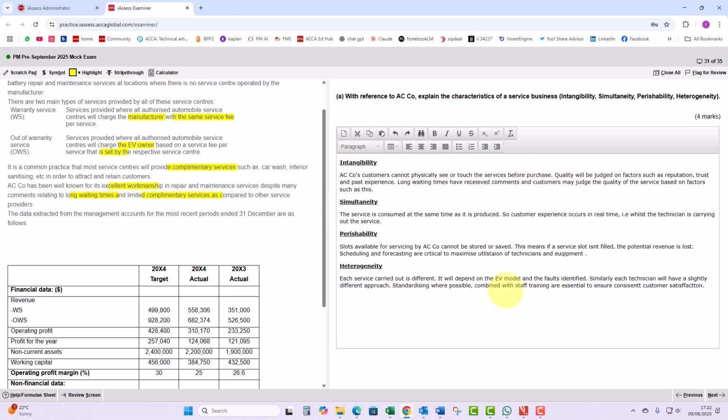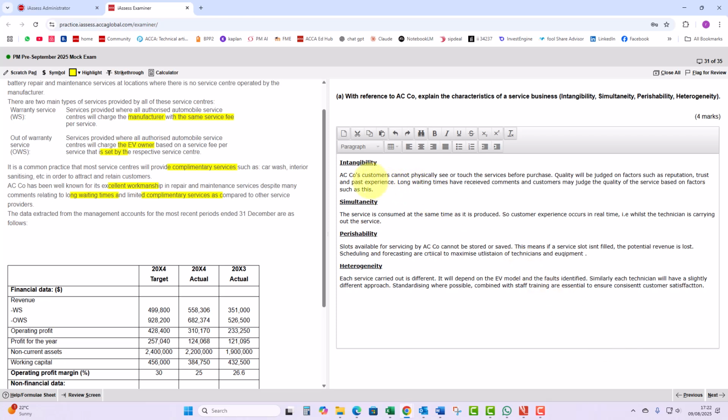That's as much as we need to say. I don't need to give lots and lots of examples for each. Just one example where relevant is all I need to give. I've incorporated the definitions. I've got a neat layout. The examiner would look at that and they would welcome that kind of approach.